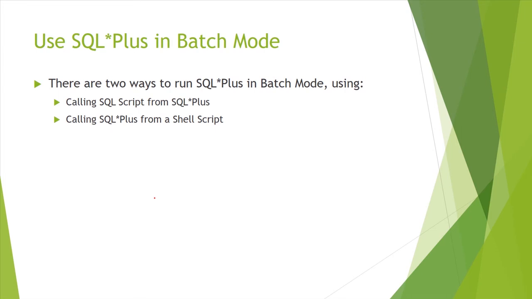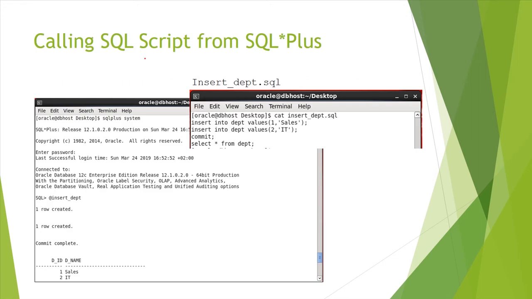Use sqlplus in batch mode. There are two ways to run sqlplus in batch mode. The first one is calling a SQL script from sqlplus, and the second one is calling sqlplus commands from a shell script. Calling a SQL script from sqlplus, you can call an existing SQL script from within sqlplus.